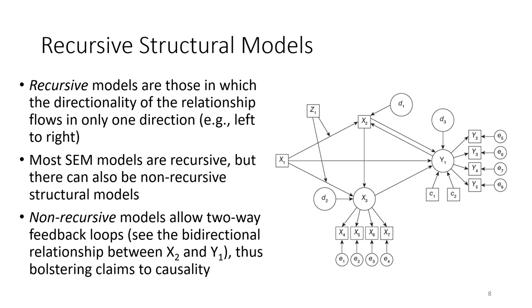Notwithstanding what I said earlier about the importance of avoiding causality language altogether, I still believe that's the case. But if you include non-recursive elements in a model, you're strengthening in some way your ability to suggest that a particular exogenous variable does seem to have a direct impact on a particular endogenous variable.